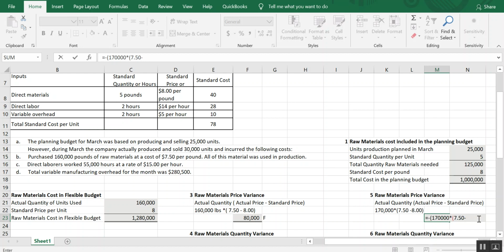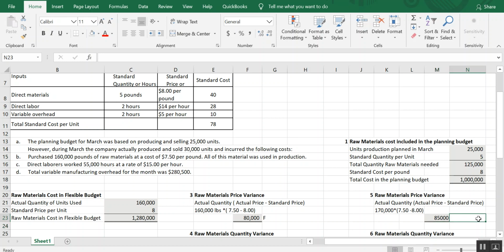$750 minus $8. That gives us a variance of $85,000 if we actually purchased 170,000 pounds. I skipped number 4, I'm sorry. This is going to be a favorable variance, by the way. So the $85,000 variance is going to be favorable. I skipped number 4 because I was just working across, but this is number 5. Now let's go back and pick up number 4.